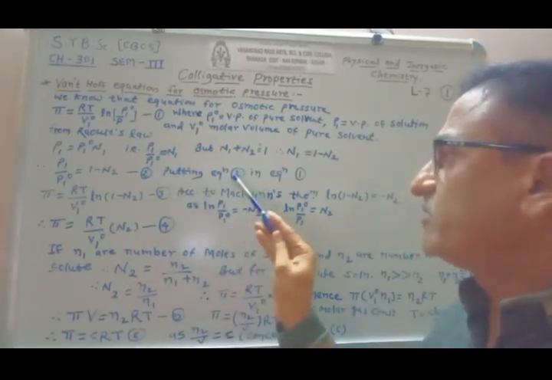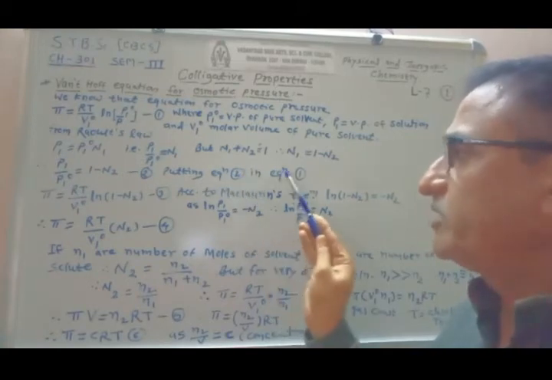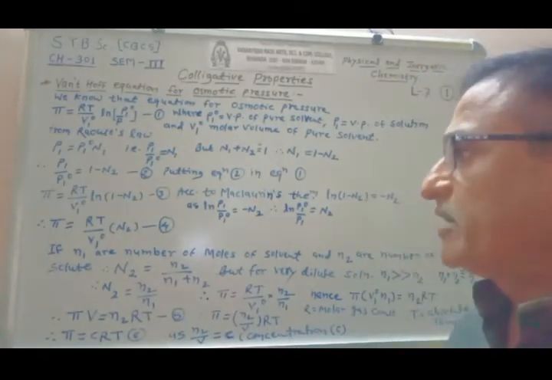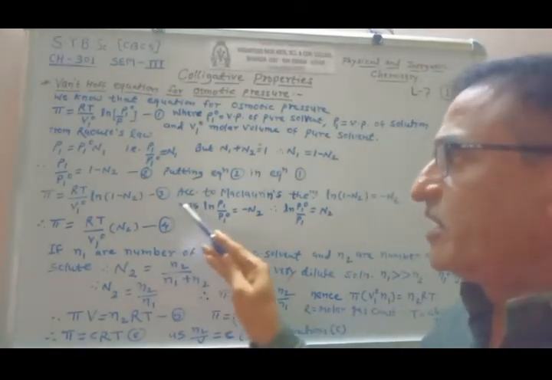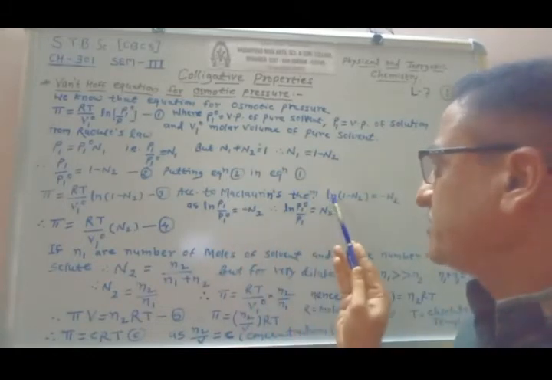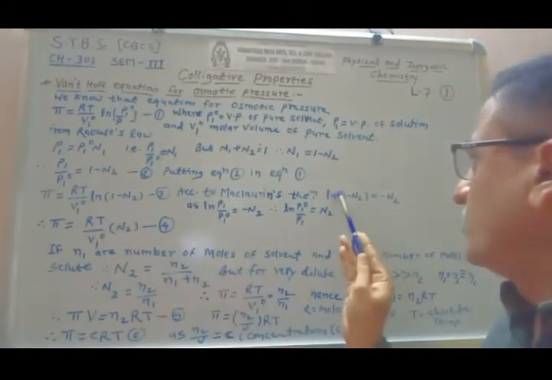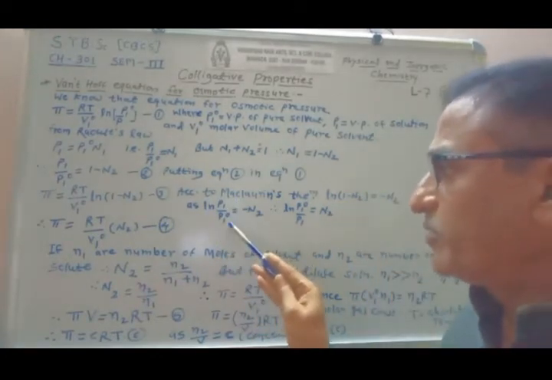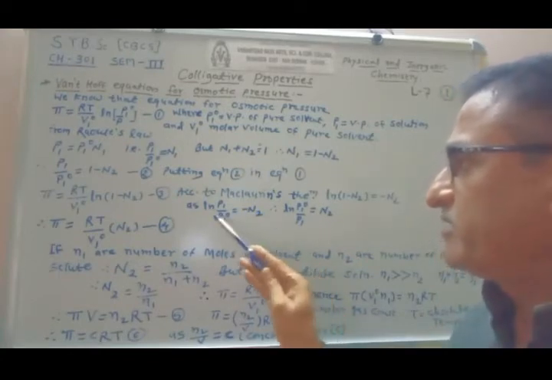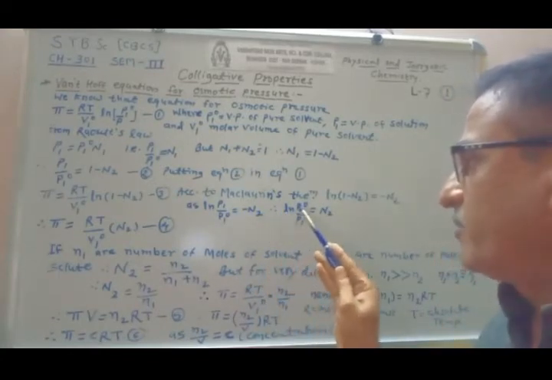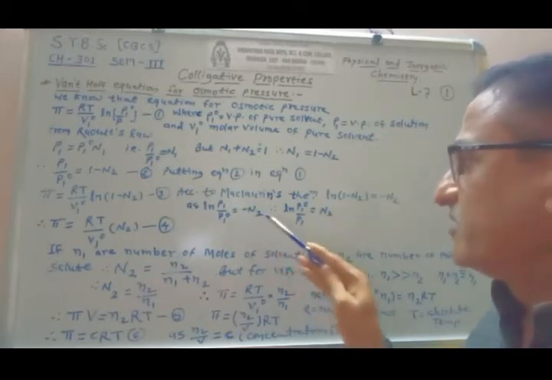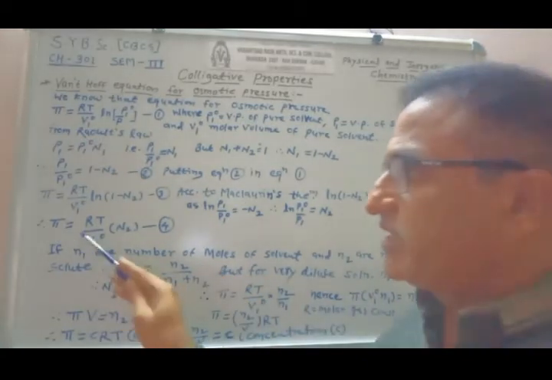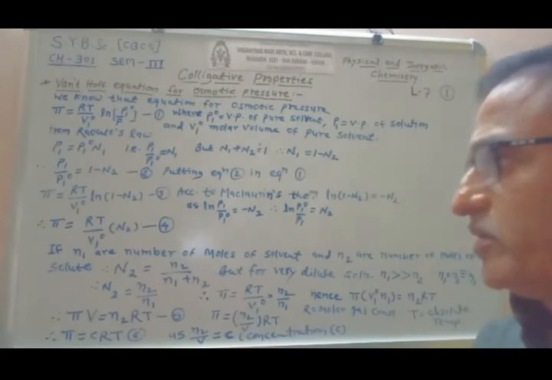Putting equation 2 in equation 1, we get π is equal to RT upon V10 ln of 1 minus N2, call it equation number 3. According to Maclaurin's theorem, the expansion of the term ln of 1 minus N2 gives minus N2. Now we know that ln of P1 upon P10 is equal to minus N2. So by changing the sign, we can write ln of P10 upon P1 is equal to N2. Now putting this value in equation 4, we have π is equal to RT upon V10 into N2.